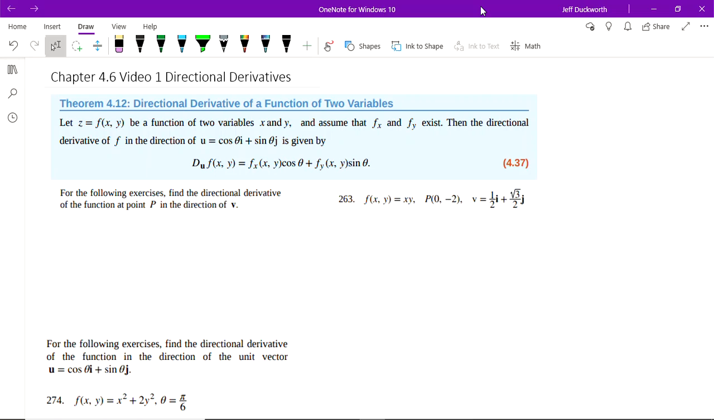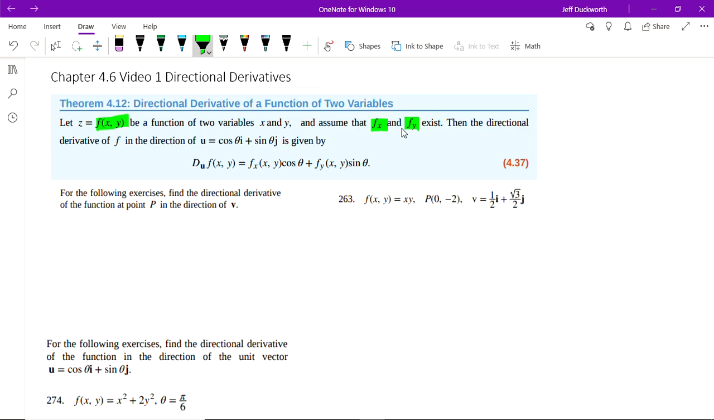All right, 4.6 deals with directional derivatives. So I've got the theorem here, 4.12. We're going to let z be a function with two variables, x and y. You can do this with three as well, but we'll go over it with two. So the partial derivative with respect to x and the partial derivative with respect to y both have to exist.